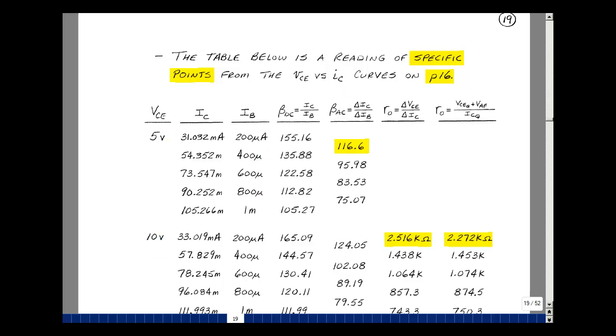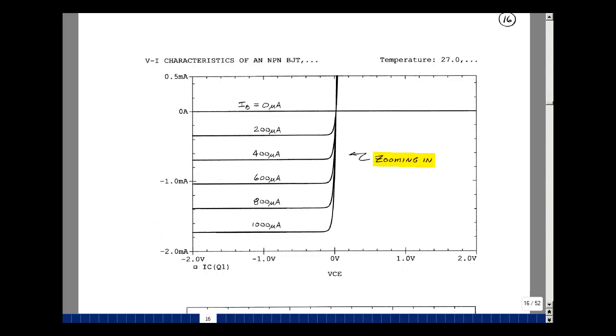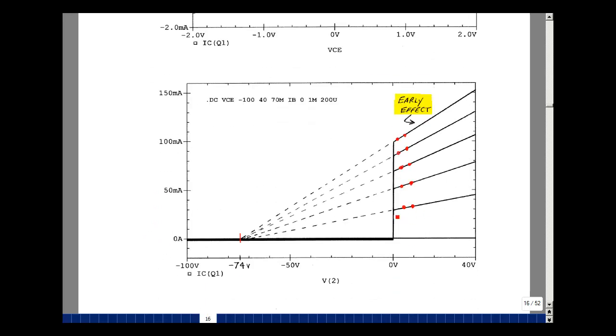Let's go back and look at page 16 again. This is the case of having 200 microamps for base current, 400, 600, 800, and then 1 milliamp. And this is 10 volts, 20 volts, 30 volts, 40 volts. So here's 10 volts. And then half of that is at 5 volts. So I'm taking 10 data points.